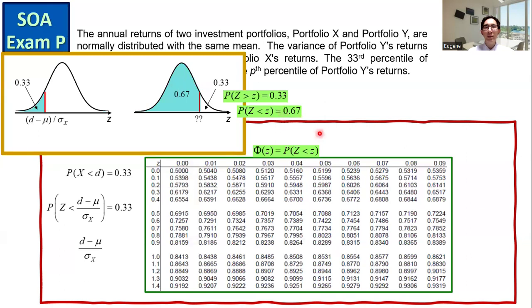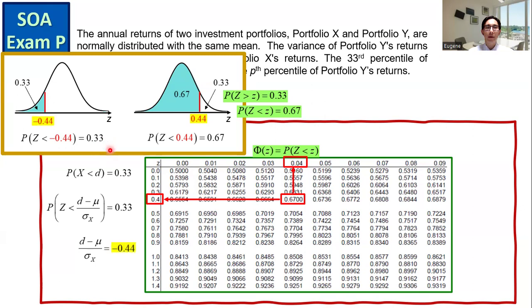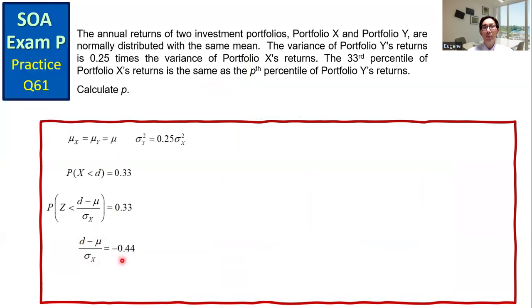We can get the value 0.67 from the table. This is the 67th percentile, which corresponds to the Z value 0.44. Therefore, we have the Z value 0.44. And then the value of this expression, D minus mu over sigma X, corresponds to the 33rd percentile. The Z value is minus 0.44 due to symmetry. And we get D minus mu over sigma X equals minus 0.44.